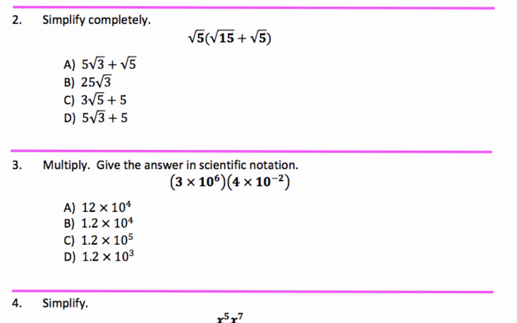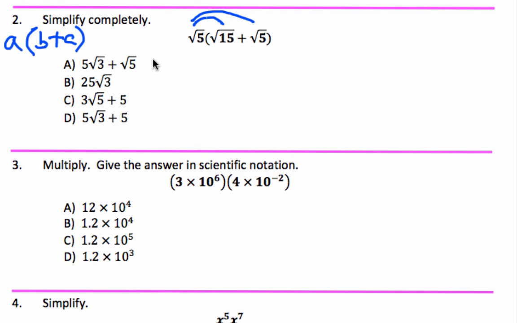Problem number 2. Now when we see something of the form a number outside the parentheses times a binomial inside the parentheses, we know we need to use the distributive property. So we're going to multiply the square root of 15 times the square root of 5 times the square root of 15, followed by the square root of 5 times the square root of 5.